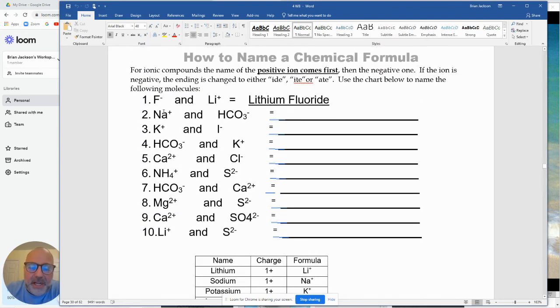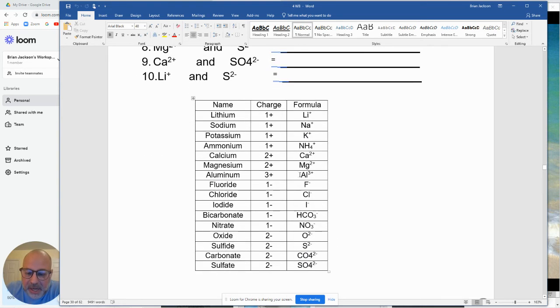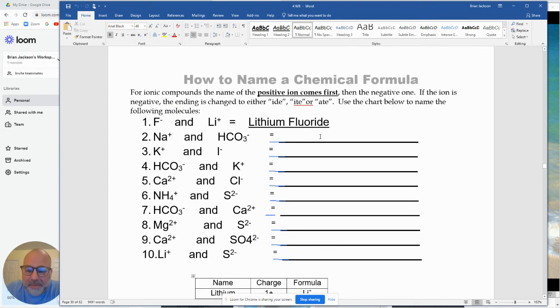If we did the next one together here, find the positive thing first. Well, the positive one is right here, Na or sodium. So you could just write sodium in there. And then for the second half, that's the negative part. It's HCO and then -3. So if we find HCO and then the little -3 right here, it tells you bicarbonate. So you would write bicarbonate. So sodium bicarbonate is going to be the answer for that one.